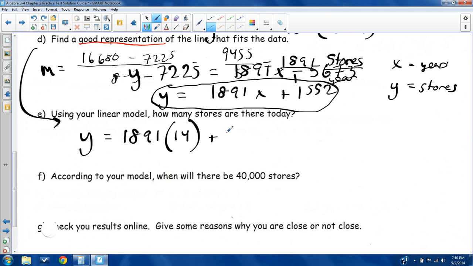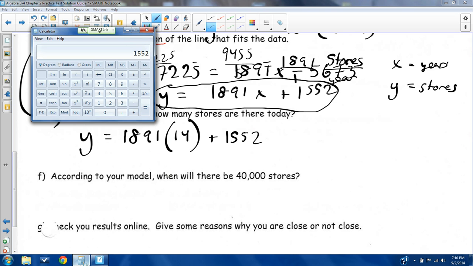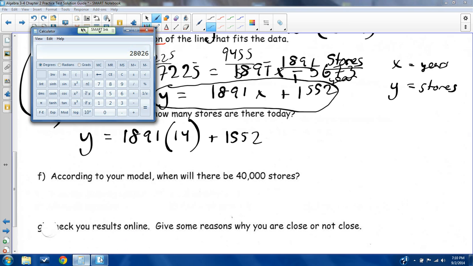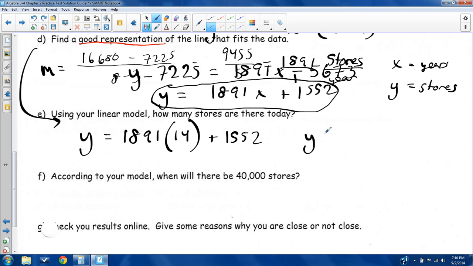Again, that's why I like word problems, that you would have like a way weird number when you do that. So it would be massive, and it wouldn't really fit your model. So 1891 times 14 plus 1552 is 28,026. So again, it's still a big number. It should be, by all accounts. What was it? 28,026.